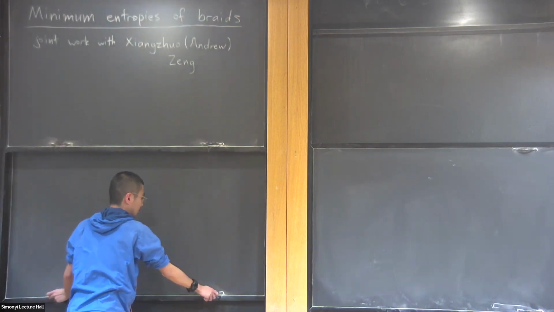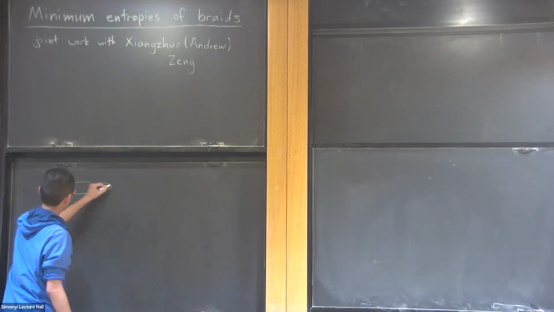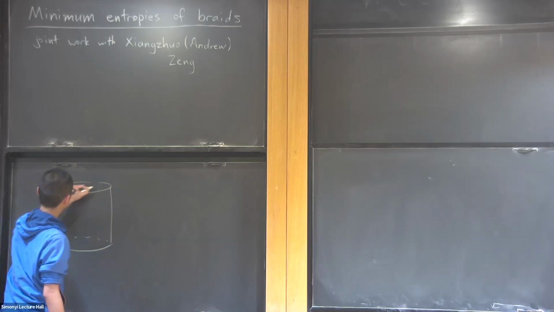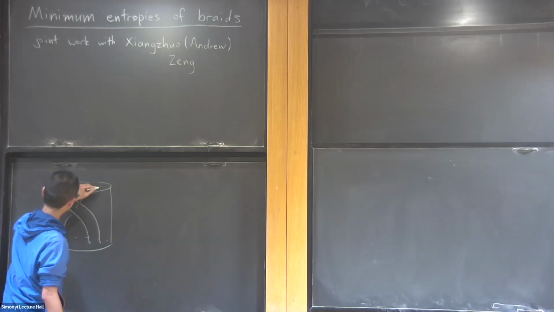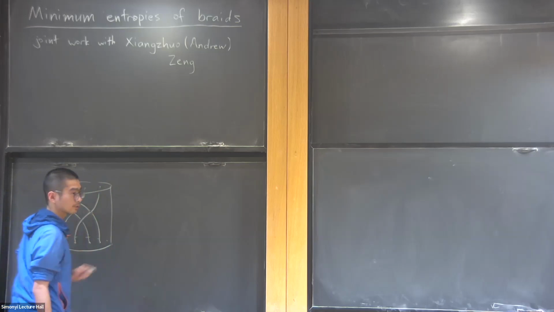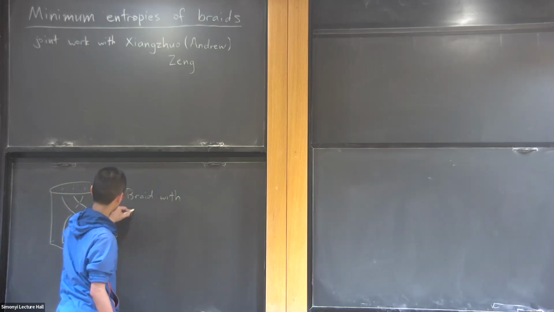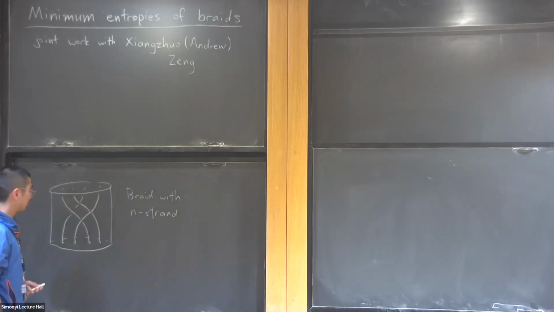A braid for today is going to be a bunch of strings inside a cylinder. So let's say you have 4 strands and they sort of went around the cylinder in some kind of monotonic way. For example, like this. So this would be a braid with 4 strands. In general, a braid with n strands would be if you have n strands going from the bottom to the top.